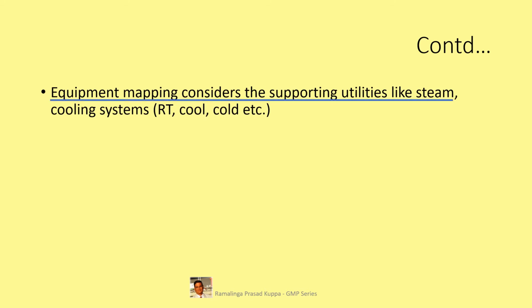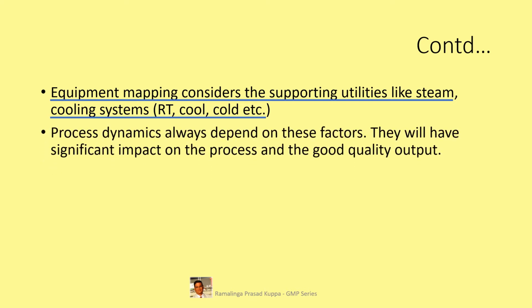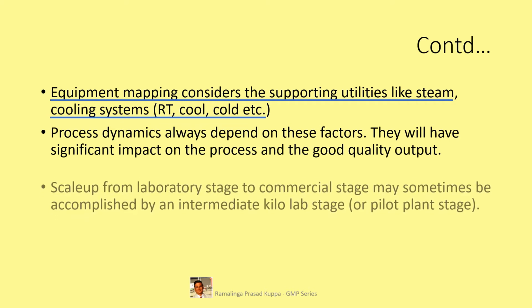Equipment mapping considers the supporting utilities like steam, cooling systems, RT, cool, cold, etc. Mapping for utilities is also very important to focus on. Process dynamics always depend on these factors. They will have significant impact on the process and the good quality output.